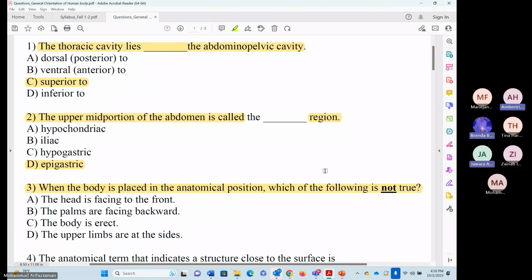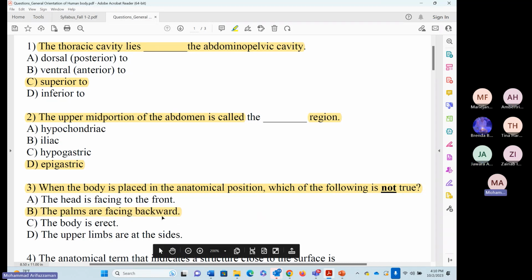The body is erect. B. C. B, sorry. Yeah, B. Correct. It's incorrect. Can you correct this one? The palms are facing forward. Forward, correct. Palms are facing forward, not backward. Good.